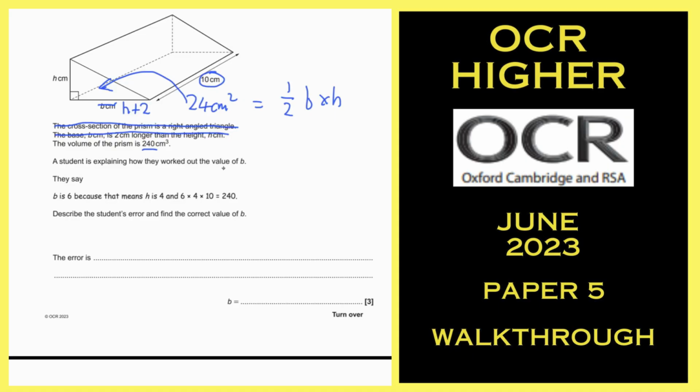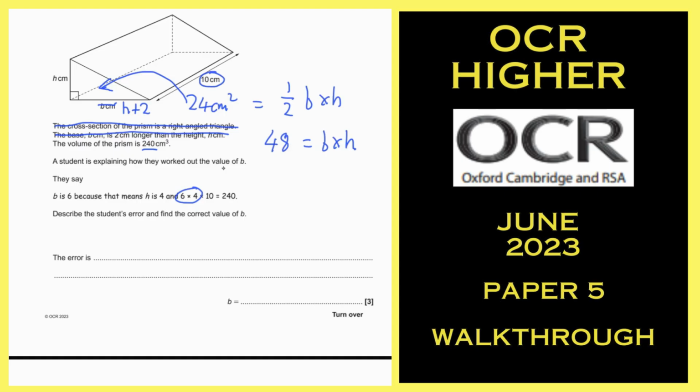They say B is 6 because that means H is 4. 6 times 4, and there they go. That's how they've got their 24 by doing 6 times 4. Sounds fine. Hold on. They've forgotten about the half, because the idea is a half of the base times height is 24. Doubling everything means 48 should be equal to base times height. And there you, as you say, they've got a difference of 2.